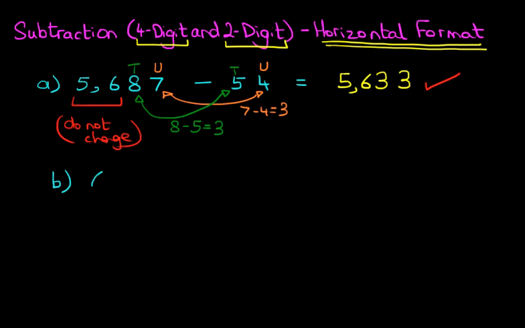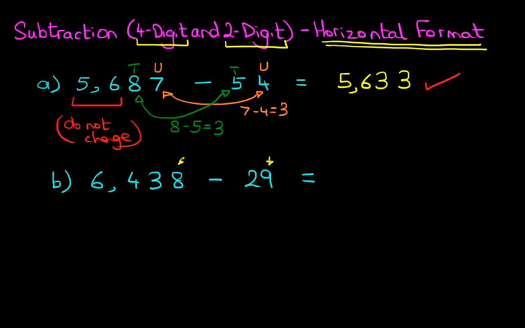Okay, let's have a look at the question. We've got 6,438 minus 29. 6,438 minus 29. Now in this example, just have a look at the units. We've got 8 minus 9. Now straight away we know that this is something we cannot do. We're going to have to involve the tens. So let's use a slightly different method.